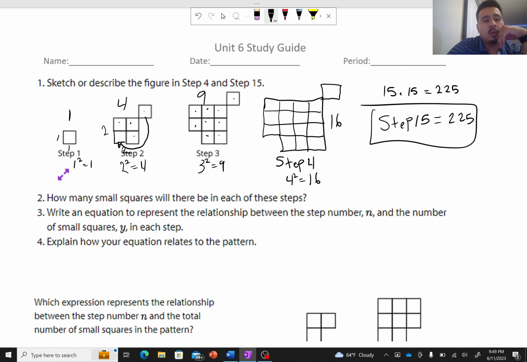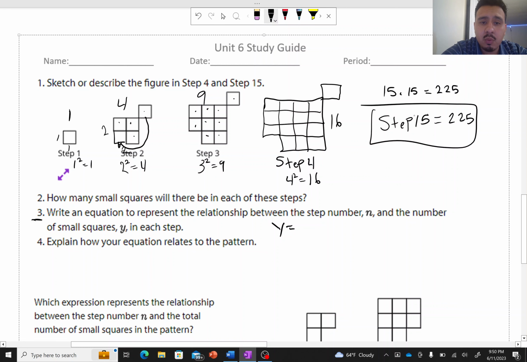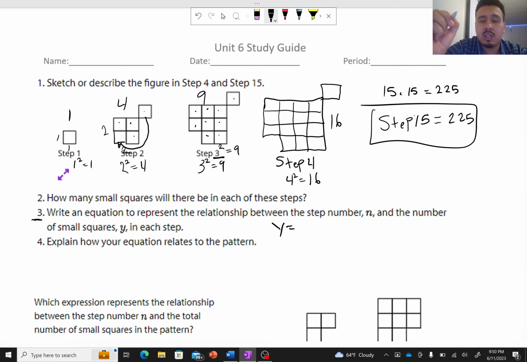Okay, so we're gonna look at this question now, since we already answered number 2. Write an equation to represent the relationship between the step number n and the number of small squares y in each step. So in other words, we're going to have y is equal to, and then after that, how do we figure out the number of squares in each step? Well, we took the step number. So for example, if we're looking at step 3, the step number here was 3. And then we squared it, right? We put a little 2 at the top, and we got that it was equal to 9, right?